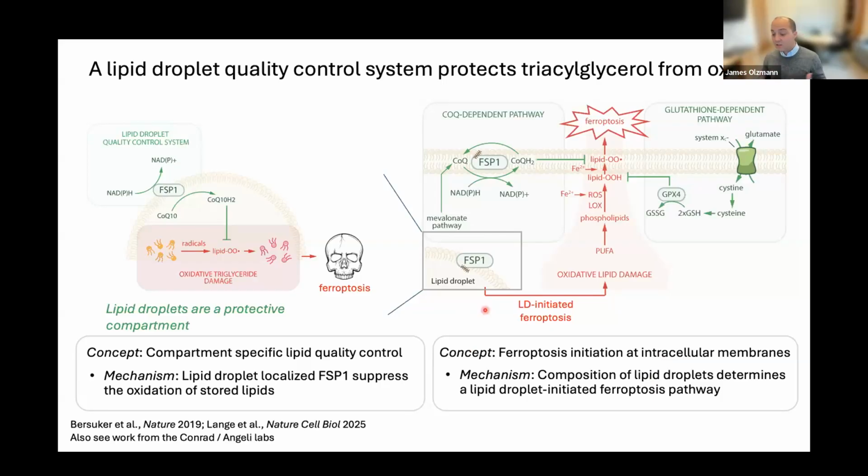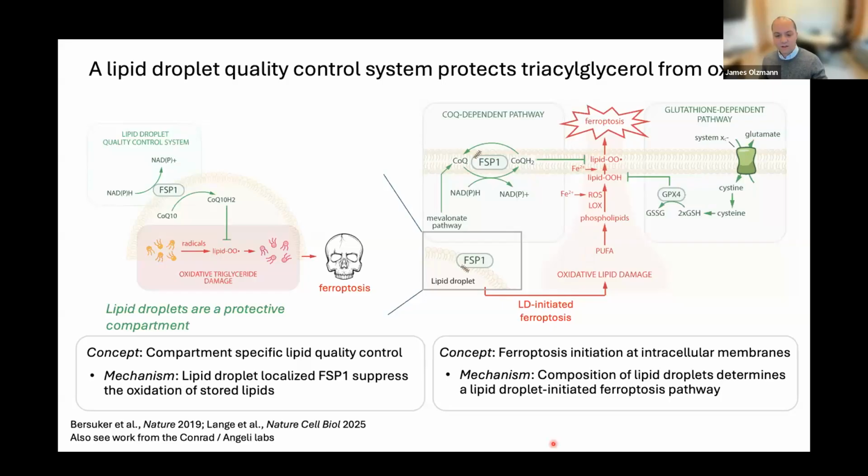And I think these aren't mutually exclusive models, but really demonstrate the context-specific importance of the composition of the lipids, as well as how we're inducing ferroptosis, in this case with FSP1 inhibitors. And I think a big question remains in the field of how the damage from these intracellular organelles eventually propagates to the plasma membrane to trigger ferroptosis.